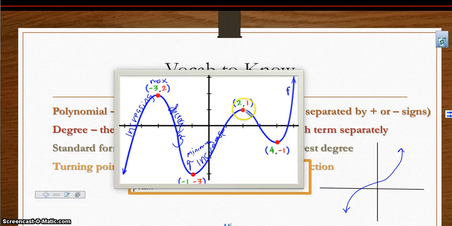And then we do it again, right? This would be a maximum, and this would be a minimum. Those are turning points. The other one that's a turning point is something like this, where the graph is increasing, and then right around here, it kind of looks like the graph turns a little bit, but we're still increasing. This is what we would call an inflection point. And these are both turning points.